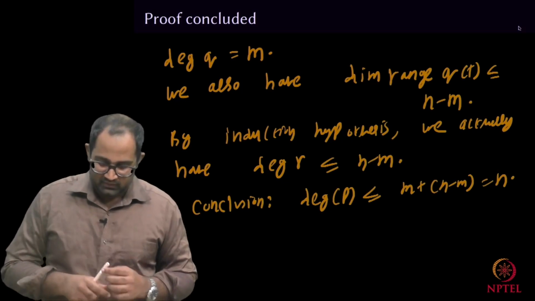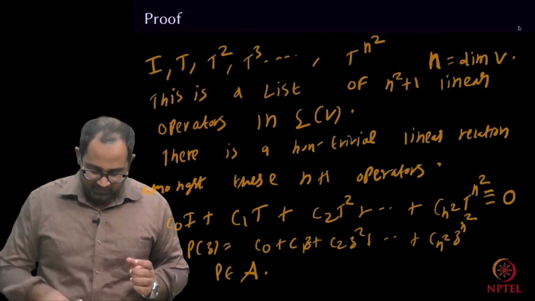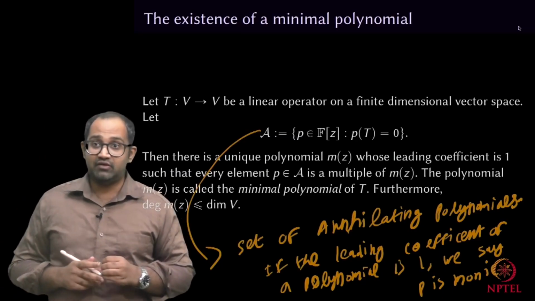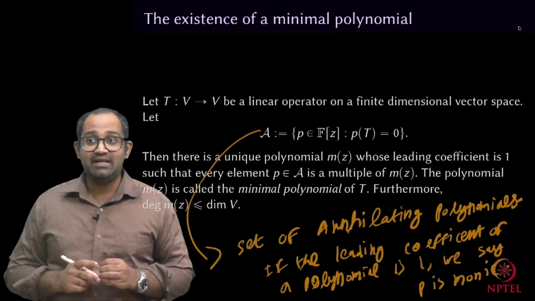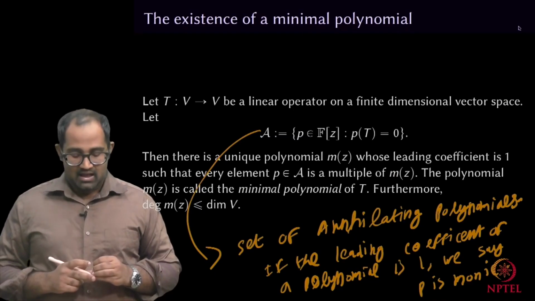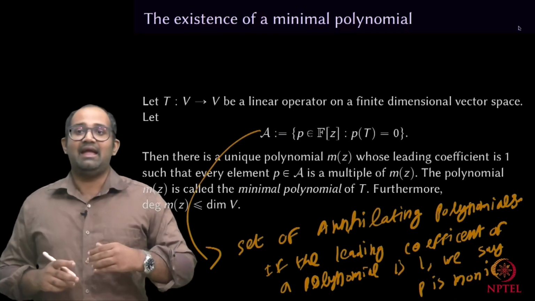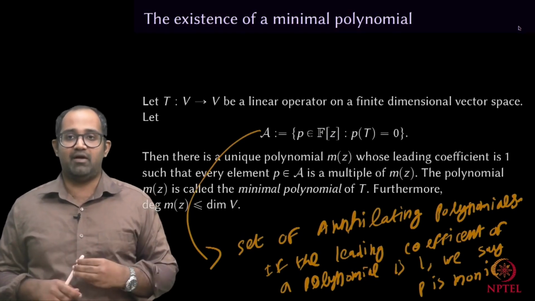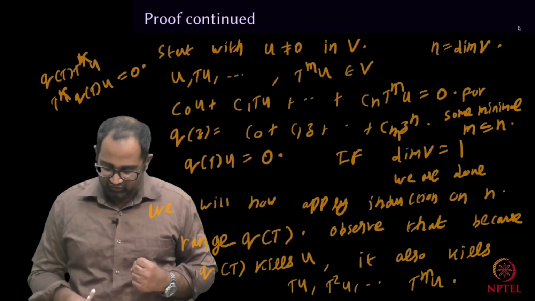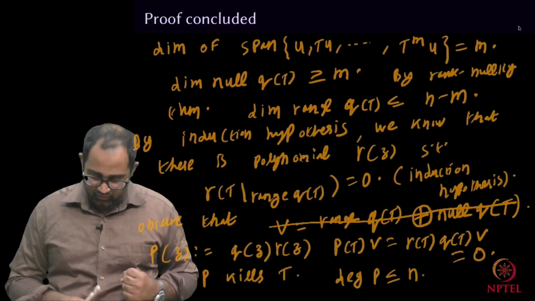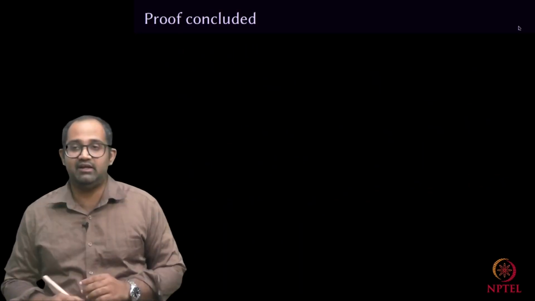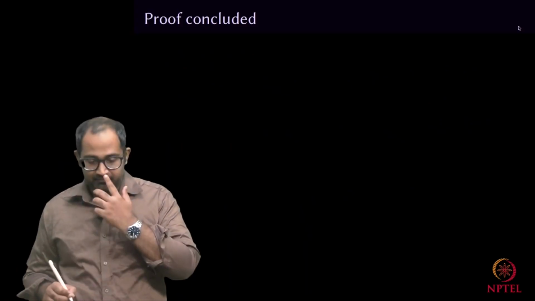Okay. Now that is not the full statement. We want to show that there is a unique polynomial whose leading coefficient is 1 and such that every other annihilating polynomial is a multiple of m of z. Well, that's not so hard. What we will do is we will yet again add another page. I drastically underestimated the length of this proof.